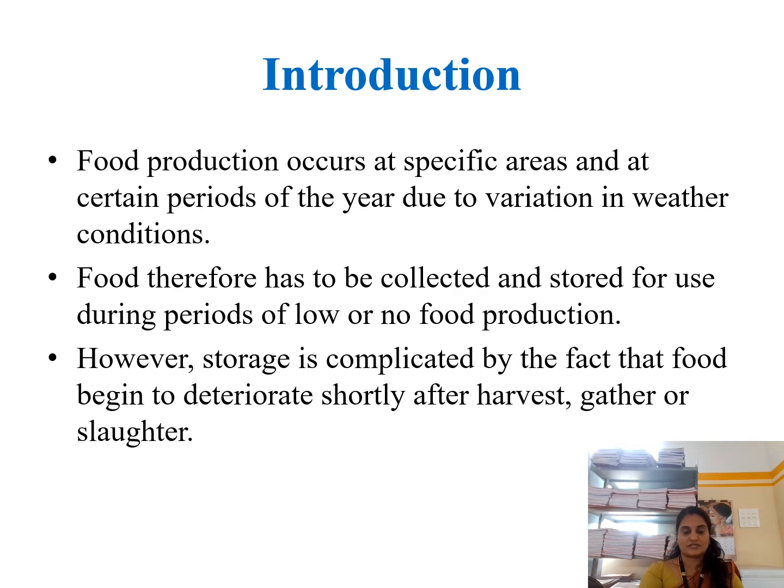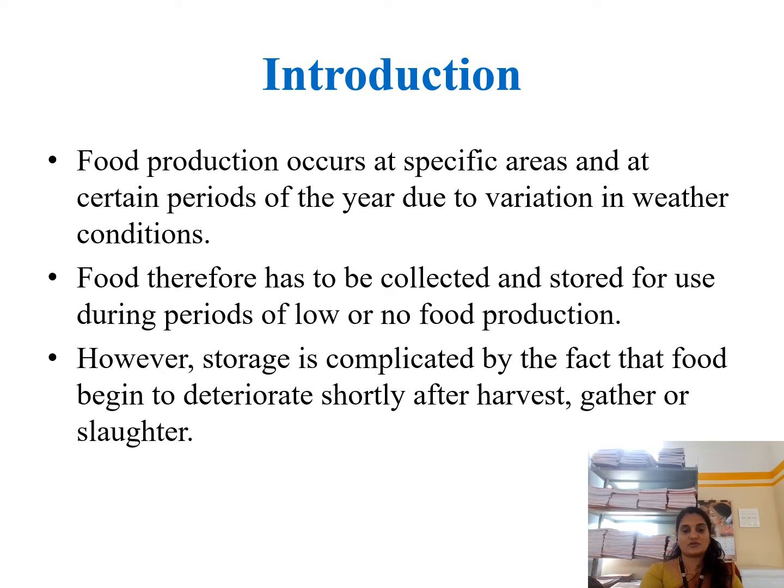Food production occurs in specific areas and at a certain period of the year due to variation in weather and conditions. Everyone knows that different areas get different weather conditions and different seasons, so different types of fruits are available in the market. Food therefore has to be collected and stored for use during periods of low production or no food production, because some fruit items we can make available in the off season, so those food items are stored to be available in our off seasons.